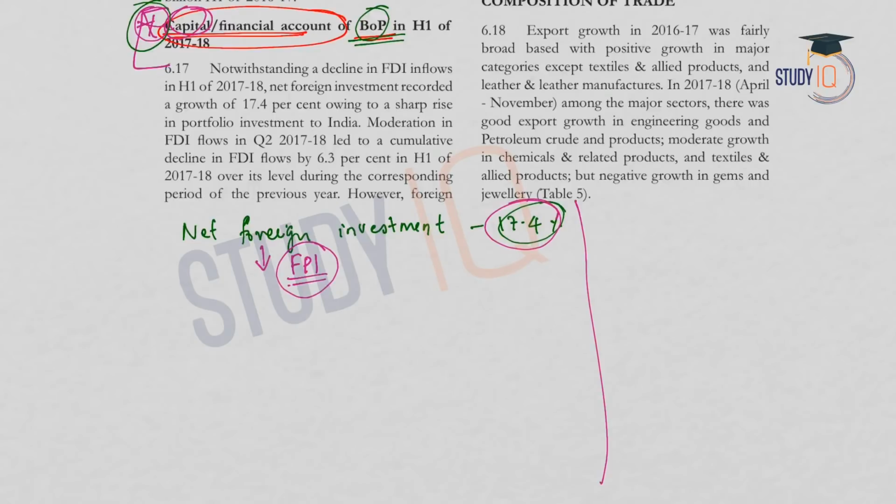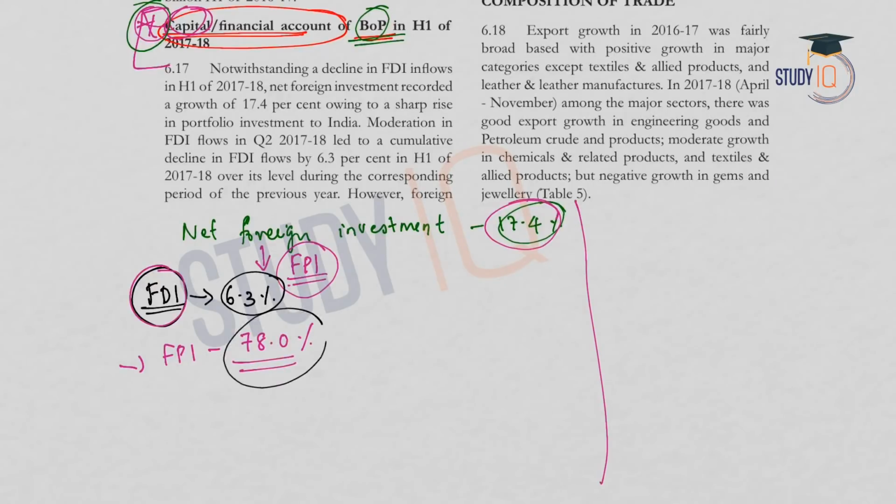Now if we analyze the components of the capital account, we will see that the foreign direct investment had declined by 6.3%. So foreign direct investment means investing in the infrastructure. So direct investments declined, but the foreign portfolio investments had risen up to 78%. So this is a very huge number. India had seen a 78% growth in the foreign portfolio investment.